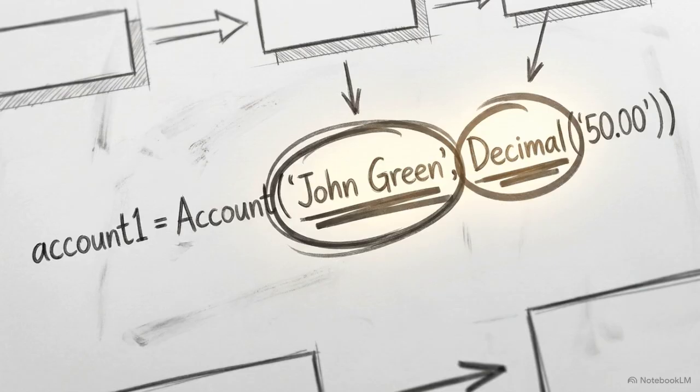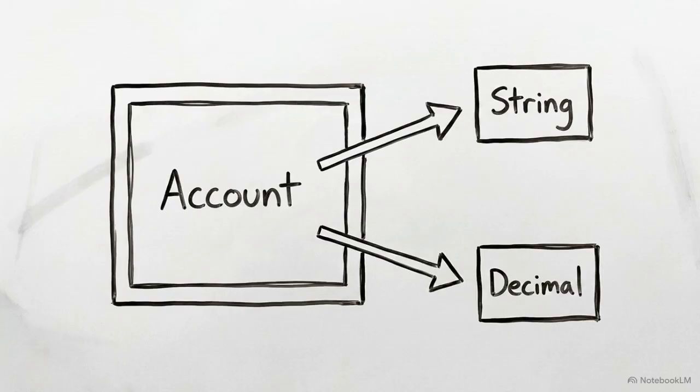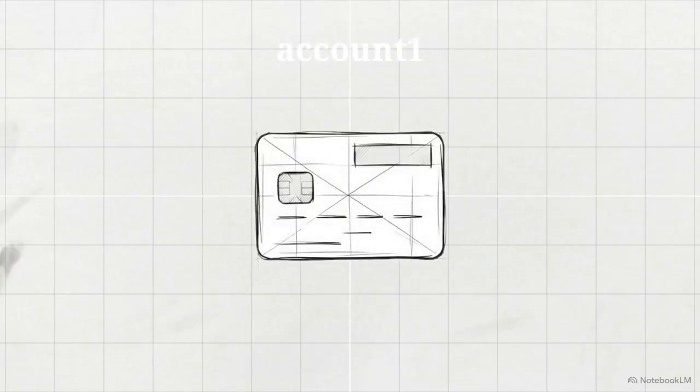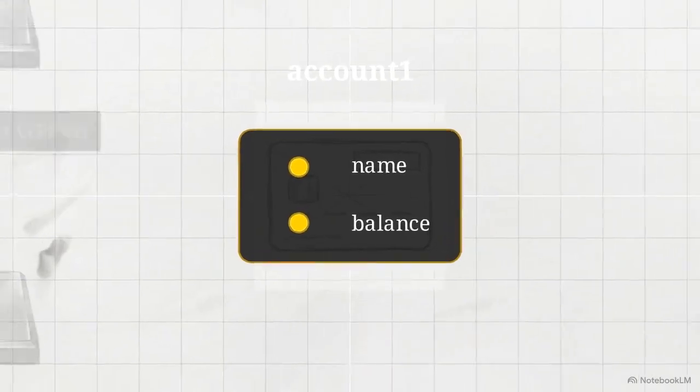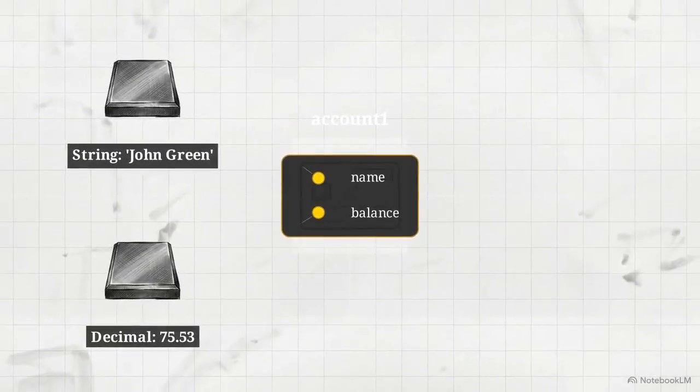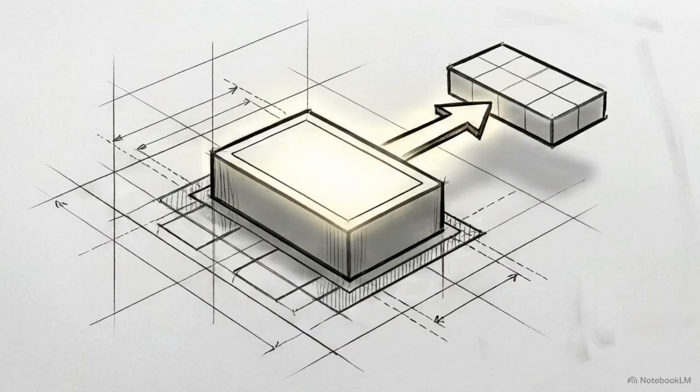In our account example, the name and balance are themselves objects belonging to other classes. This reveals a fundamental aspect of Python's architecture. Complex objects are often built by referencing other, simpler objects. This clarifies our model. The account1 block does not physically contain the string text John Green or the numerical data. Its attributes are merely references, directional pointers aimed at entirely separate string and decimal objects existing independently elsewhere in the memory heap. In software design, this structural pattern is defined by a specific technical term: composition.